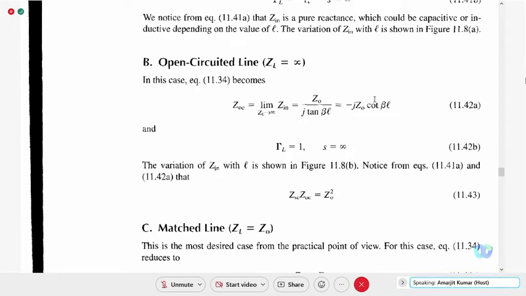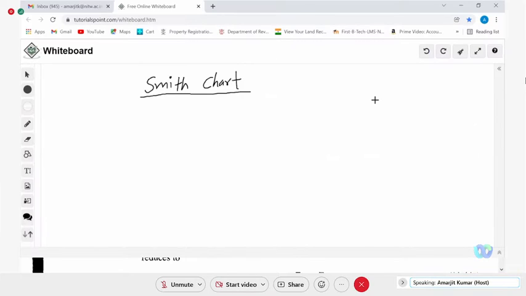Again, what will be the reflection coefficient at the load? ZL minus Z naught divided by ZL plus Z naught. So ZL tends to infinity, so basically it will be 1. The reflection coefficient will be equal to 1. So what will be the standing wave ratio? 1 plus mod gamma divided by 1 minus mod gamma. So 1 plus 1 divided by 1 minus 1. So that will be basically infinity.